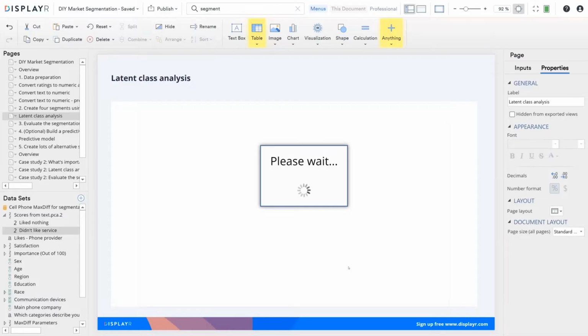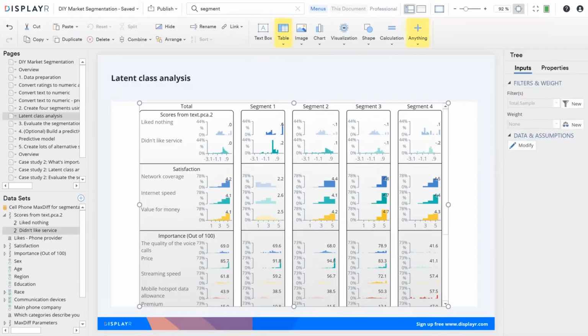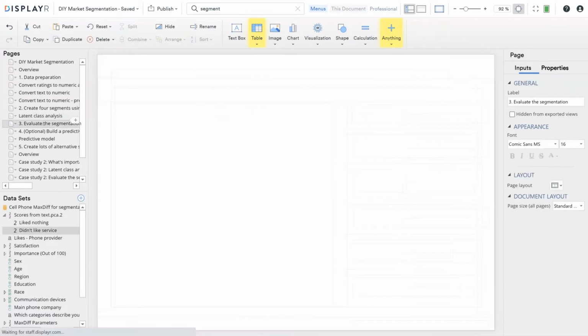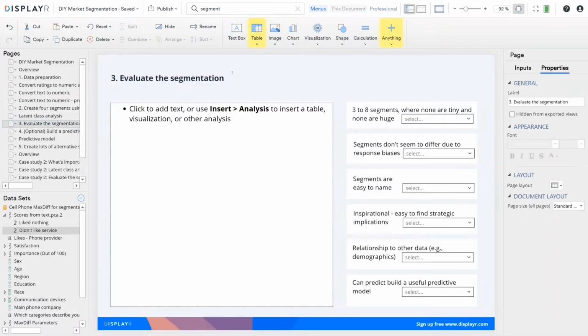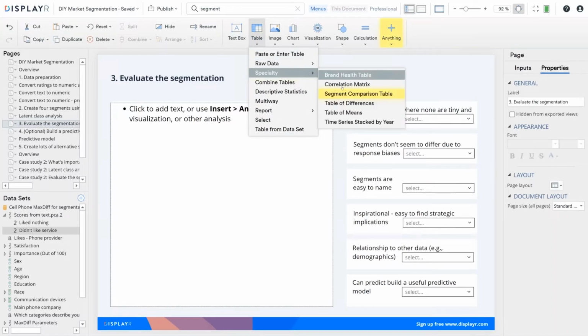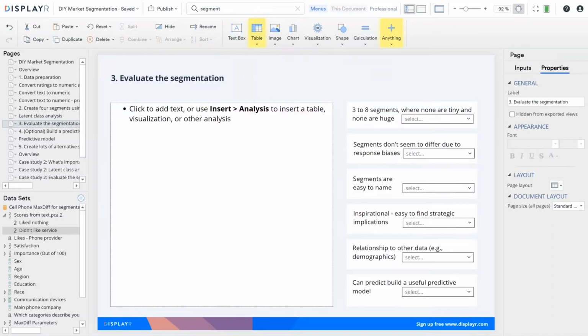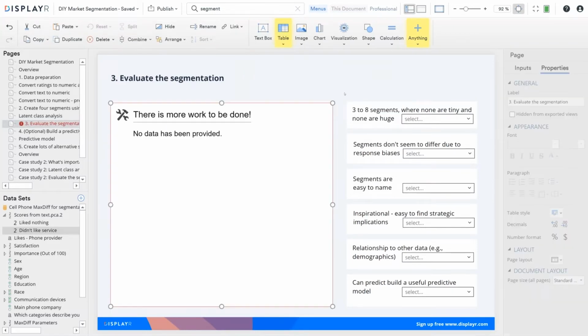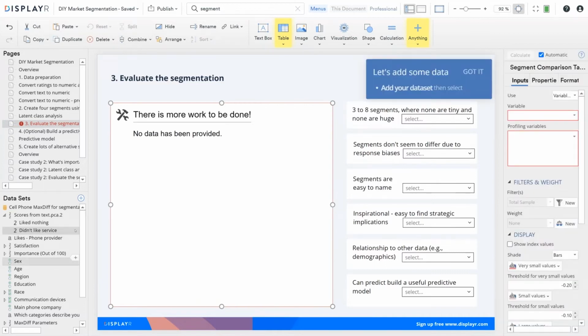All right, and then we have the output. And this output is actually one of the great regrets of my life because I had a poor engineer spend a long time building it. Sorry, Jan, but it's just not so good. Fortunately, customers gave us a lot of feedback about how they wanted to evaluate segmentations. And so we've got a specialty table designed just for it called the segment comparison table. And this exists in Q as well as Displayr.